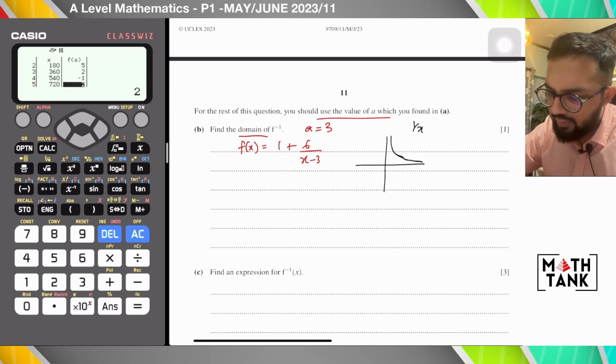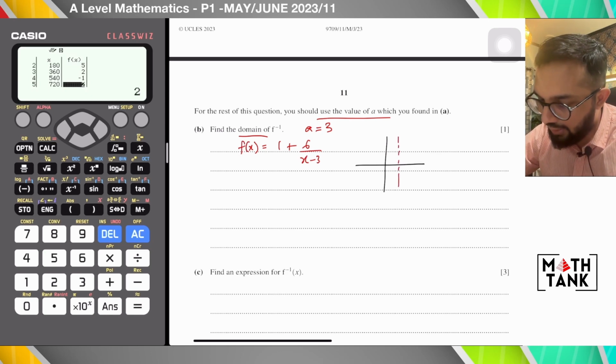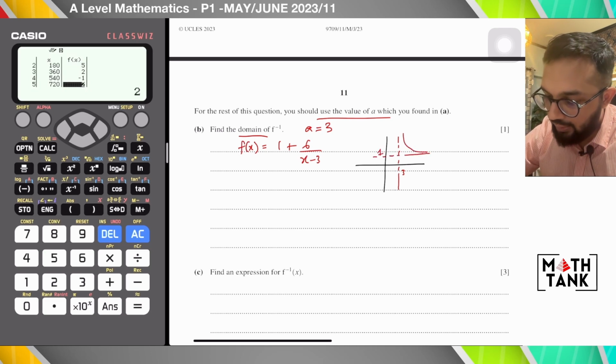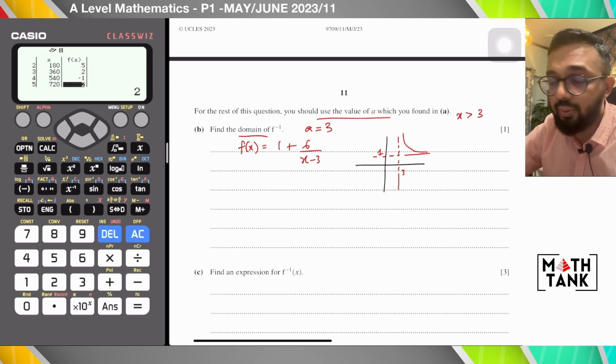So what I can sort of predict is that there are going to be new asymptotes here, and the graph won't look like this anymore. It's going to look something like this. It's going to have an asymptote at 3 and it's moved 1 unit up. So the graph is going to look something like this. Since the domain is just x is greater than a, or x is greater than 3, I'm going to say that at 3 it goes to infinity.